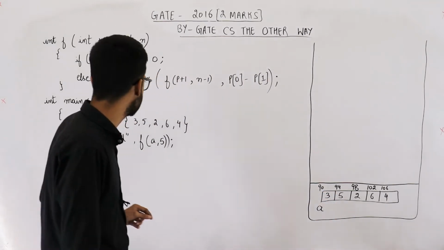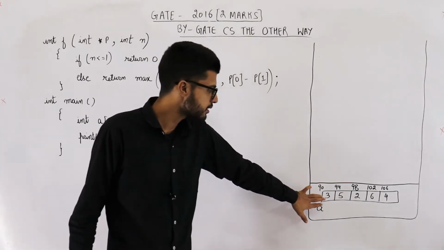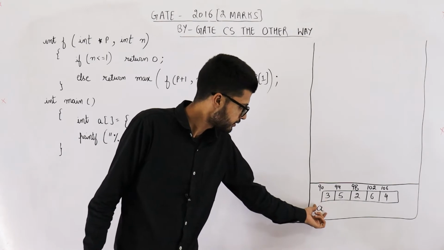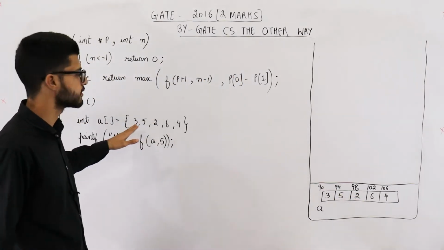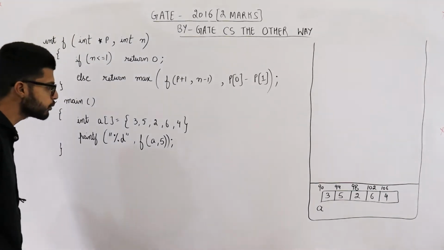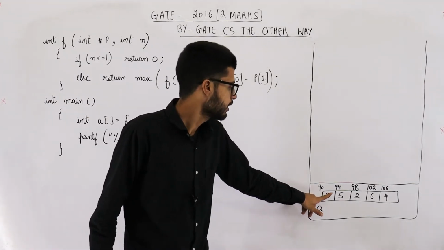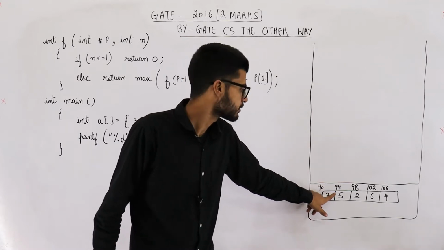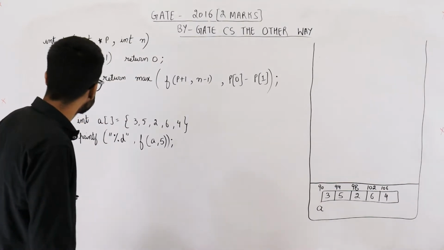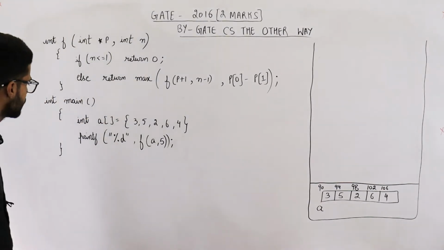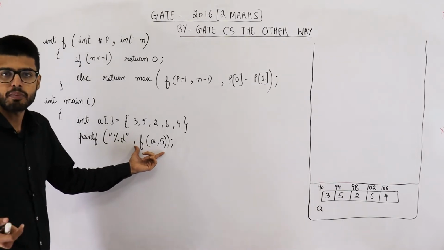And in first line of this main function, we are declaring an array named A. Suppose this is the array A. This is array name. All its elements are integers. That is these elements. Suppose array starts from address number 90. So this is 90. If one integer is of 4 bytes, this will be 94, then 98, then so on. In next line, we are trying to print f(a, 5).